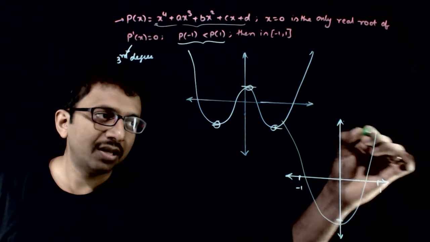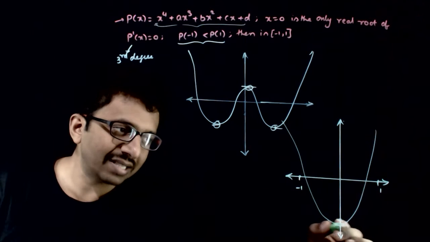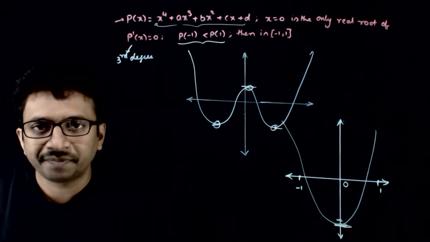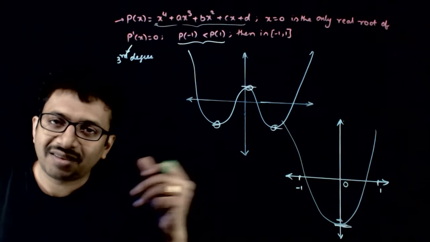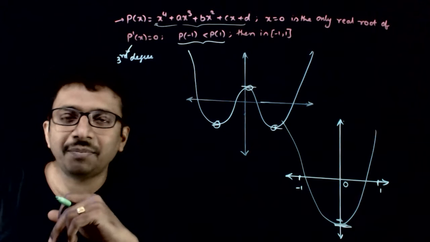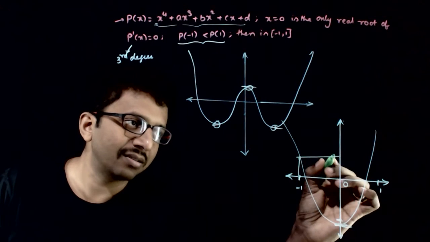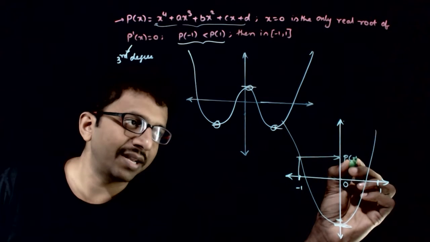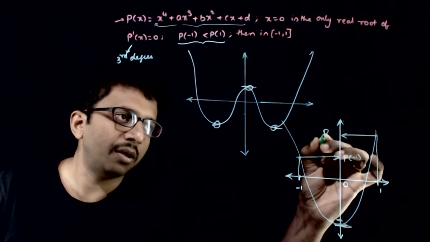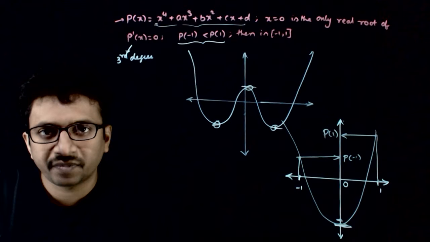So the curve is like this. It need not be symmetric, but it has a minimum at x is equal to 0. At x is equal to 0, this function has a minimum. So the graph should be like this. And p of minus 1 is less than p of 1. That is, the functional value at minus 1 is something like this. So this is p of minus 1. And you have this as p of 1. So p of 1 is greater than p of minus 1.